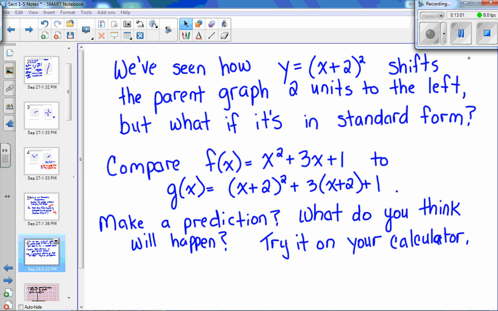Here's a problem that's a little different. We've seen how this (x plus 2) squared would shift it 2 units to the left, but what if the function's in standard form? So I want you to try this. f of x equals x squared plus 3x plus 1, and we're going to compare that to what I've called g of x equals (x plus 2) squared plus 3 times (x plus 2) plus 1. I want you to pause the video, make a prediction, try it on your calculator after you make your prediction and think about what you think might happen.